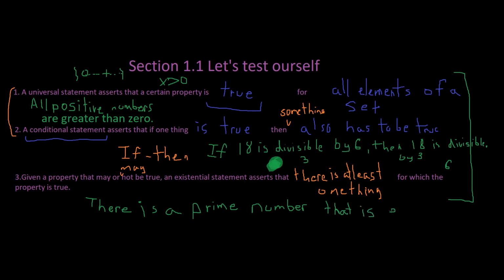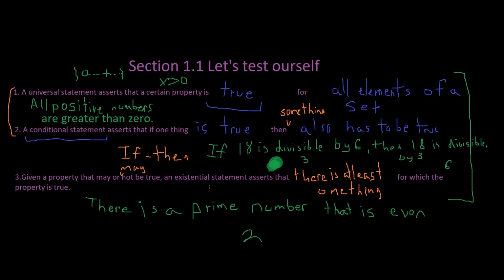And so what do you think about this statement? There is a prime number that is even, right? And that number will be 2. And this is the only prime number that is even. And so what do we know? It says given a property that may or may not be true. So this is a property. A property is there is a prime number that is even.